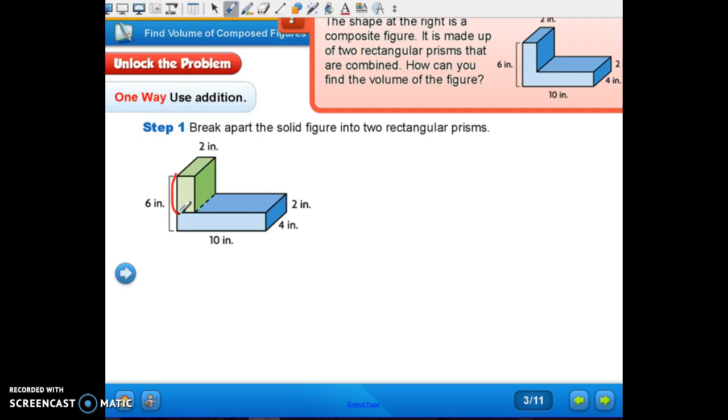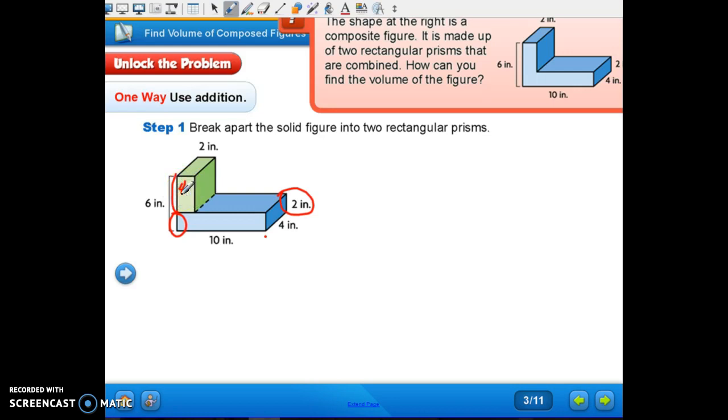10 is this length. Where else in our figure do we see this height? On the 2 on the right. Right, over here. So 6 minus 2 is 4. So this is 4 inches.